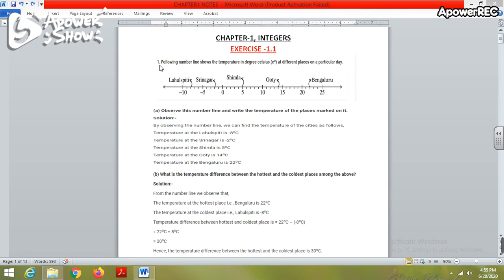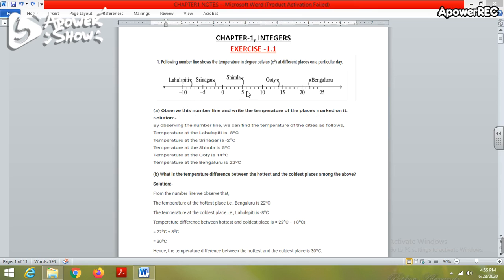First question. The following number line shows the temperature in degrees Celsius at different places on a particular day. Now we have to find out the temperature of the places which were marked on it.